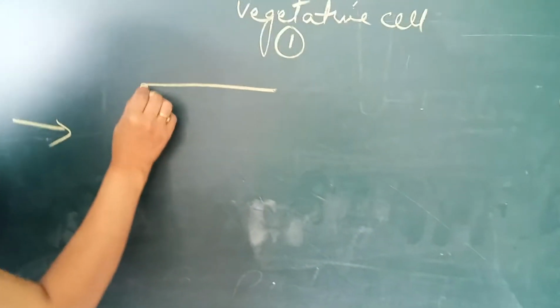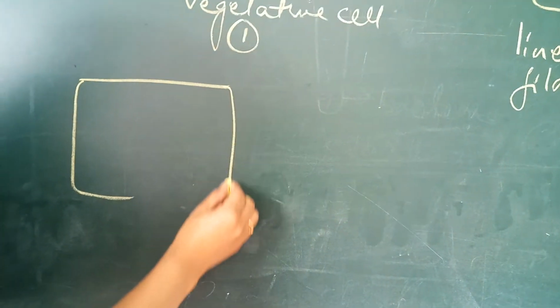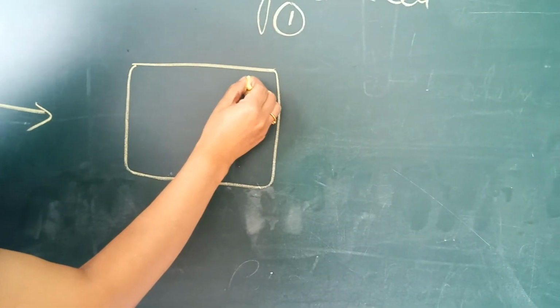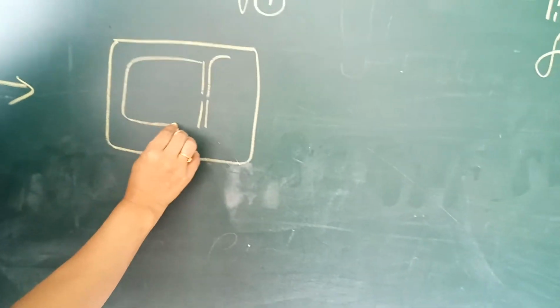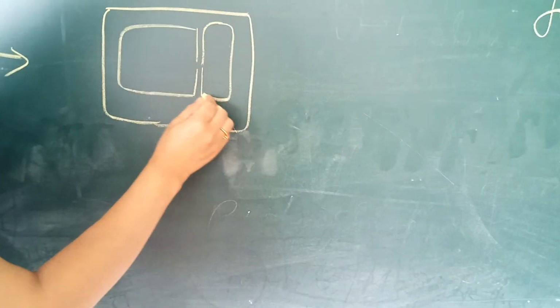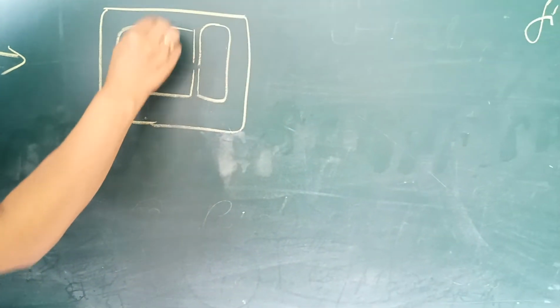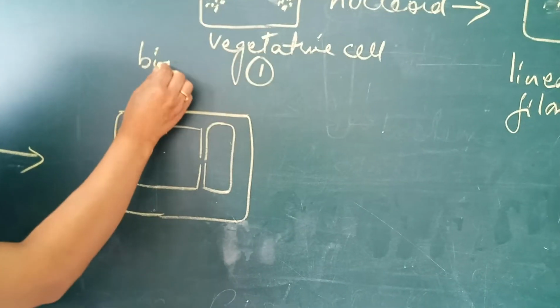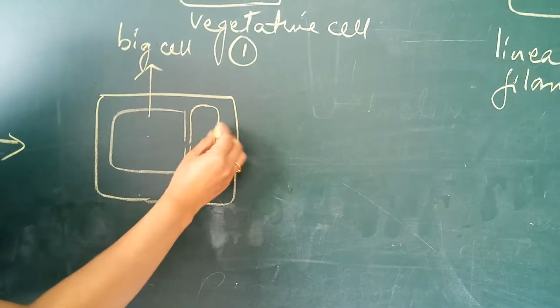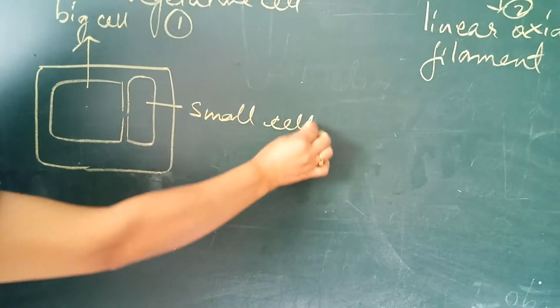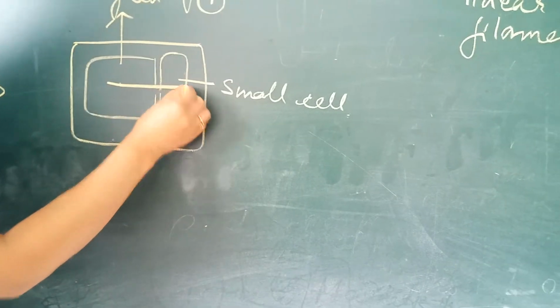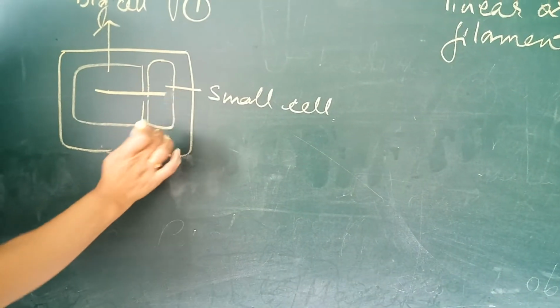In the fourth step, this septa formation is more or less complete. It will give rise to a big cell and a small cell. Remember, that is the axial filament.